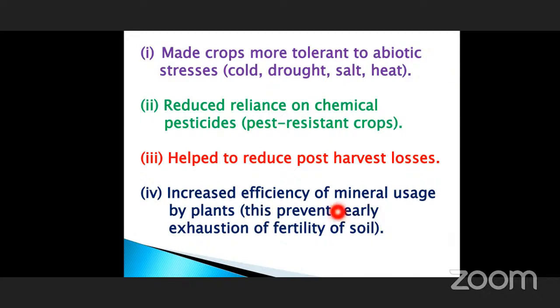By the usage of chemical fertilizers, pesticides, insecticides, they have a long lasting lifespan. The remnants of those chemicals stay in the soil for several years. They can decrease the soil fertility. So that's why with the help of genetic engineering, the efficiency of mineral usage is increased to prevent the early exhaustion of soil fertility.